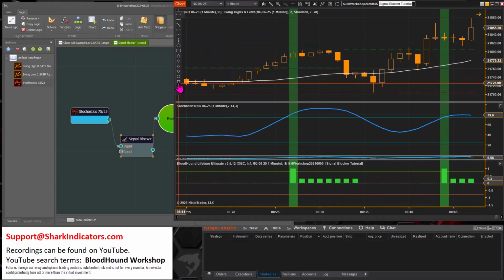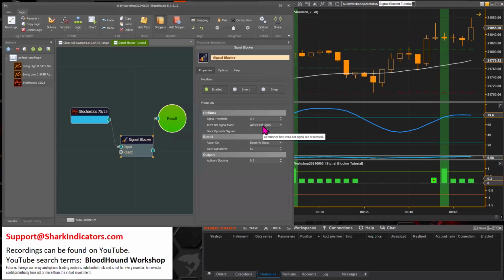So there we go, there's my little temporary active blocking there. As price pushed up, it generated a signal, and the allow first signal setting allows that signal to go through to Raven or Blackbird there. Then you would see it actively blocking if you have your active blocking turned on, of course.